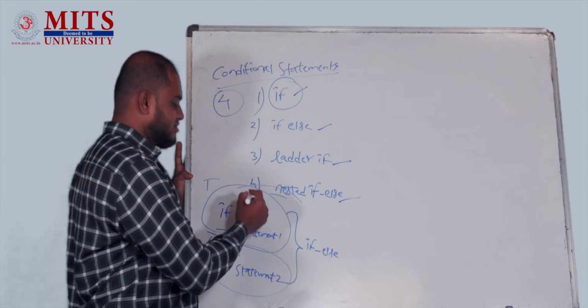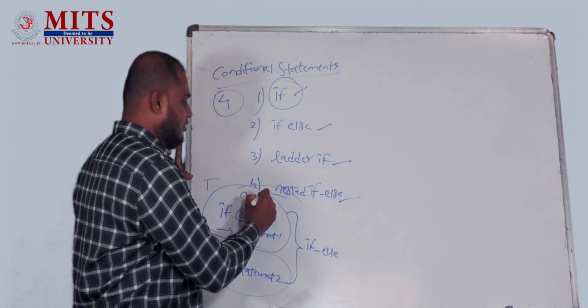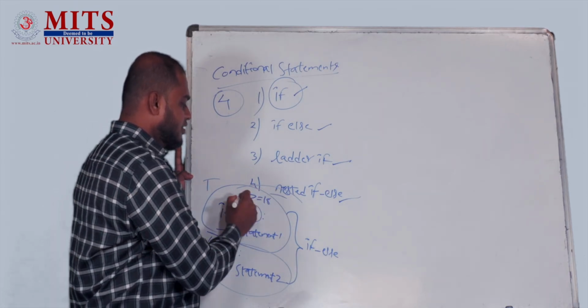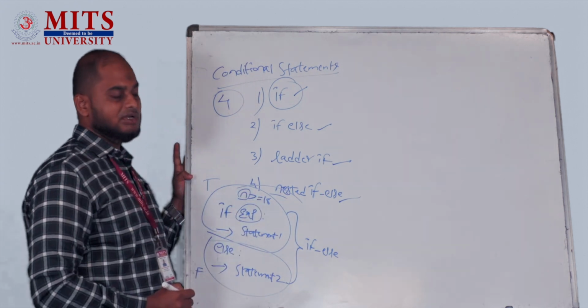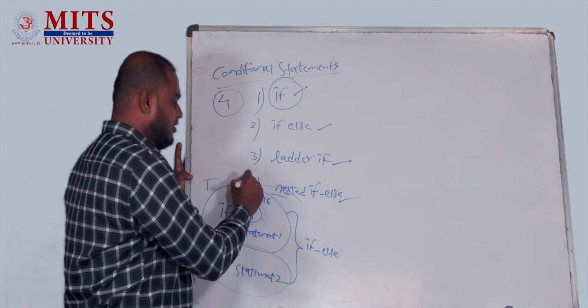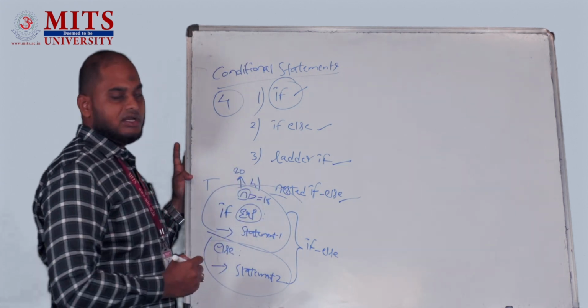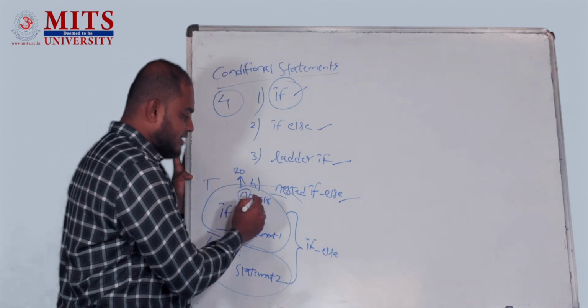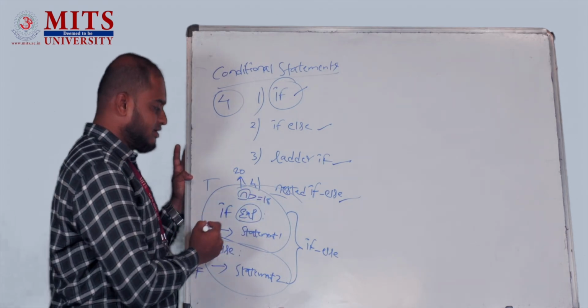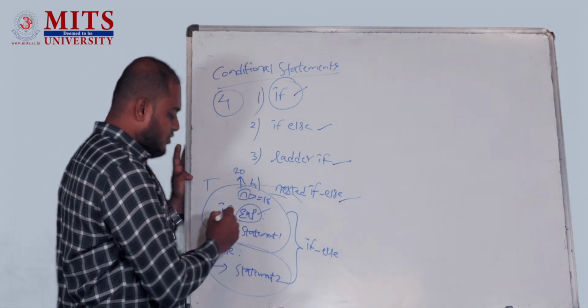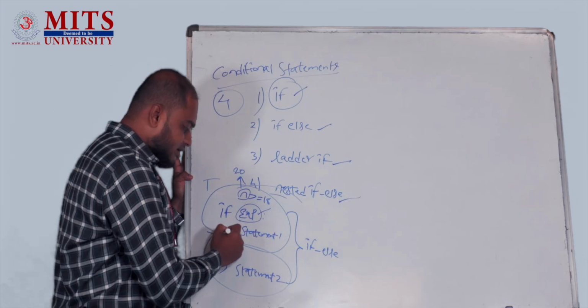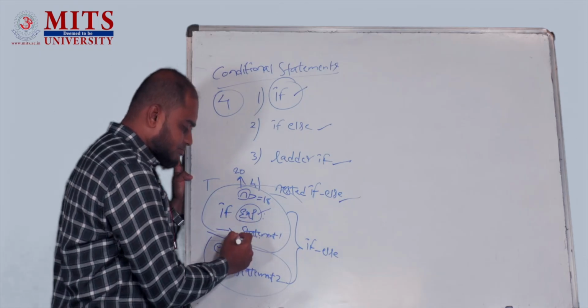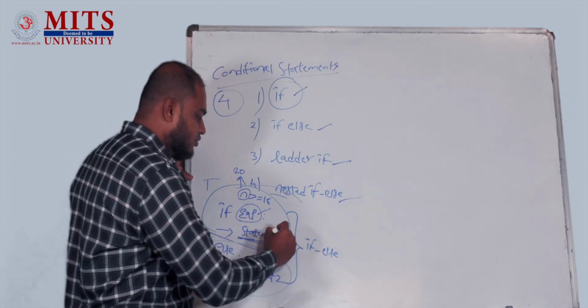So I will take the expression as n greater than or equals to 18. So n is my input. For example, I have given n as 20. When you are giving n as 20, 20 greater than or equals to 18 is a relational expression. Whenever this condition is true, the interpreter will enter into the body of the if, and the statements which are present inside the if will be executed.